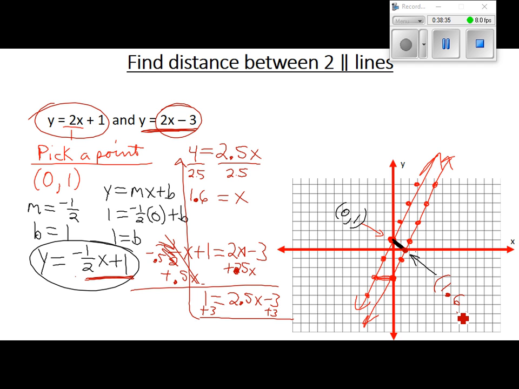What else do we still have to find? The y coordinate. So now I take that 1.6. I'm going to go back to, probably that one because this one's got a fraction. So y = 2 times, what did you say x was? 1.6, minus 3. What is 2 times 1.6? Grab your calculator. 3.2. What's 3.2 minus 3? 0.2. That means the y coordinate is 0.2.